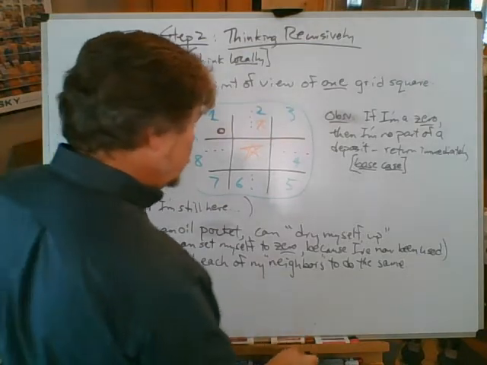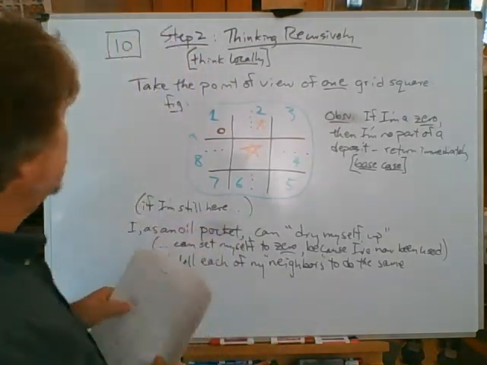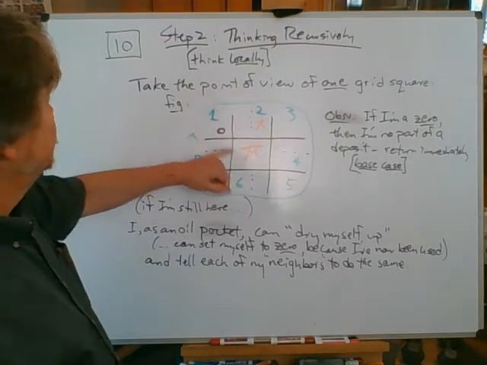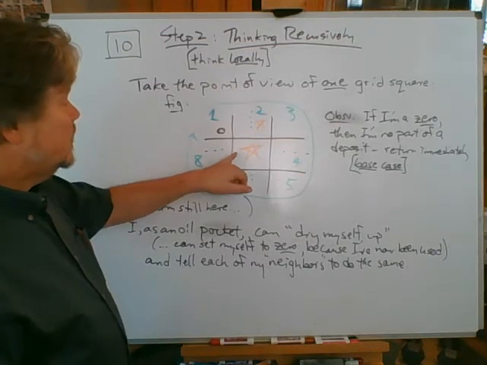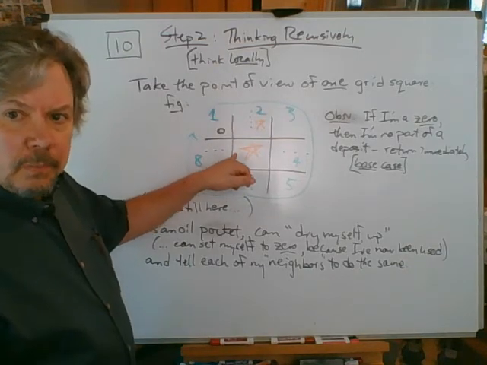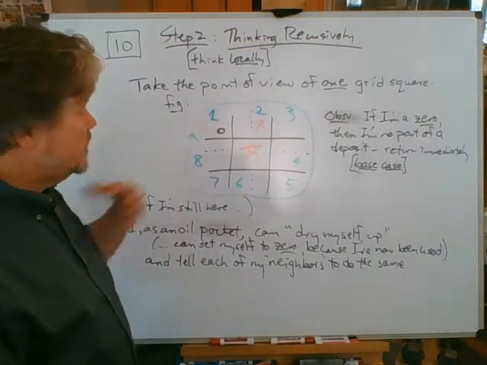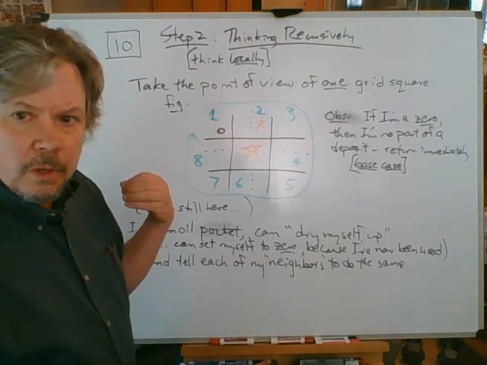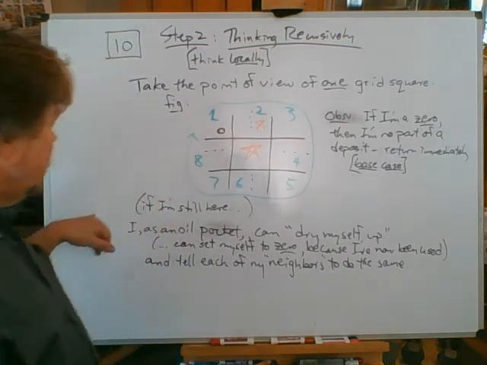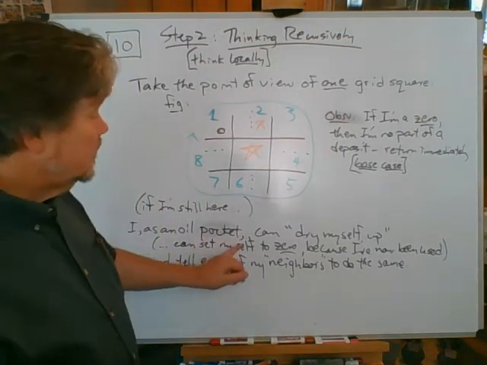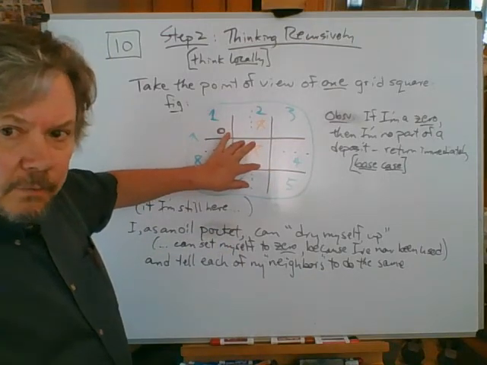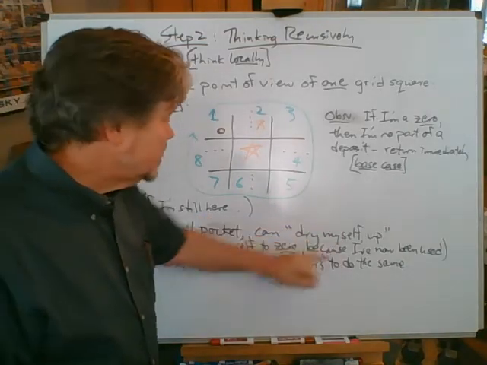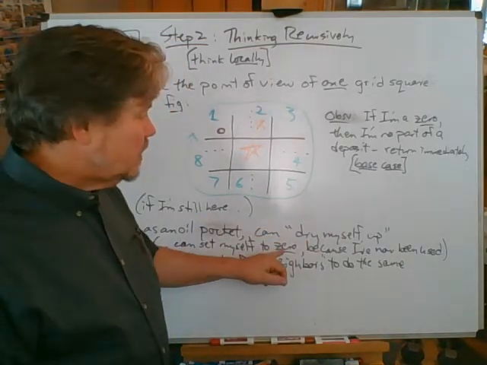So now, let me go through these steps again. This is step 2, thinking recursively. Think locally. We're only paying attention to this square. Take the point of view of one grid square, this one right here. The square of the hour. Observation: if I look at myself and find out I'm a 0, I'll return immediately. Failure, no oil here. Okay, if I'm still here, I, as an oil pocket, can dry myself up. I'm going to set myself from a 1 to a 0 for reasons that will become apparent, I hope, in just a minute.